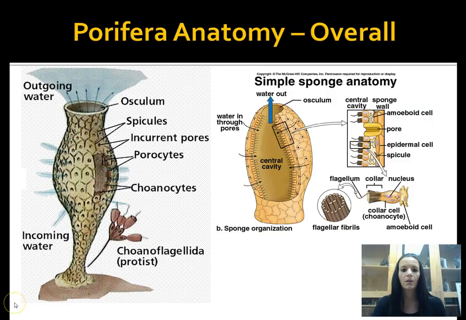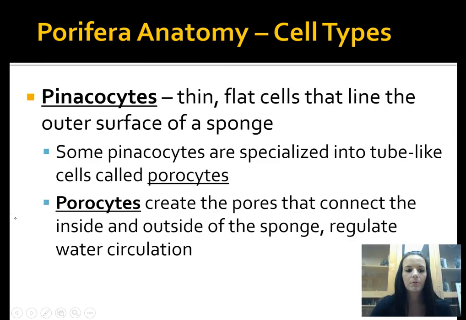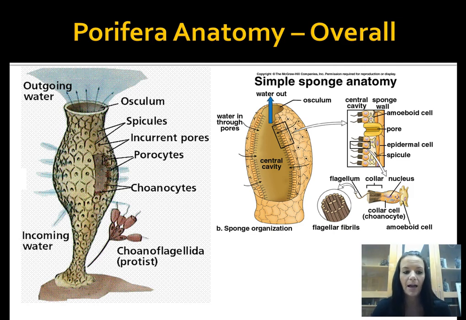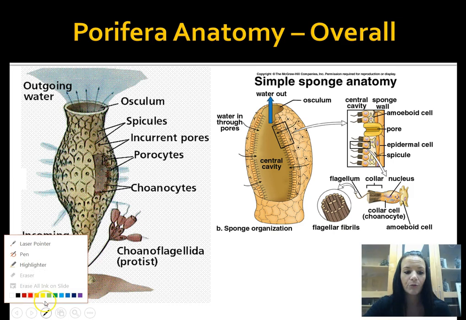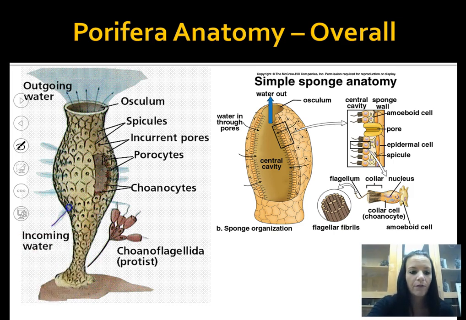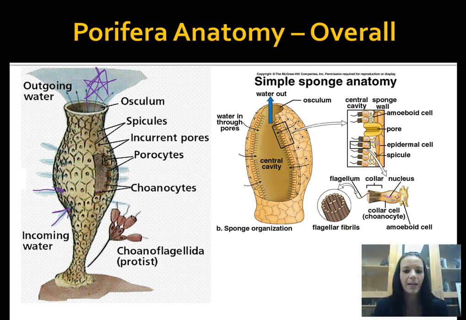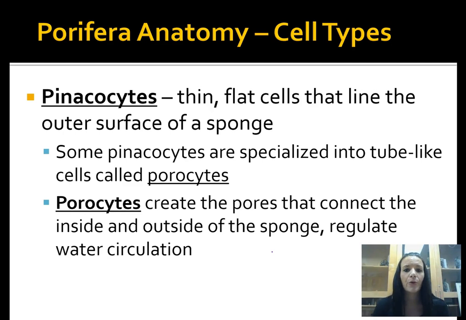So in terms of anatomy, this is a look at the overall anatomy. It's really important to realize that water comes into sponges from the side, and it comes out through the tube. So all of that incoming water that you see goes in through all those pores, and it all comes out this way. So up here is where it comes out. And just a look over here, if you look at the simple anatomy, it shows the inside, that central cavity. It also shows the different cells, the pores, the collar cells, and we'll get into those in a little bit later.